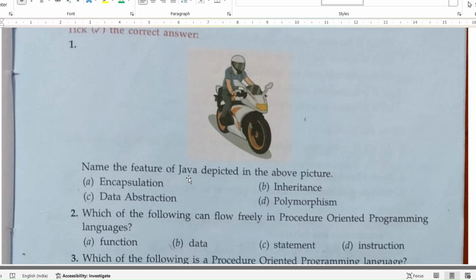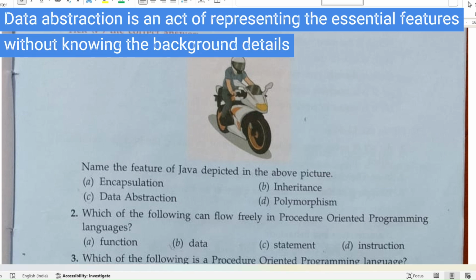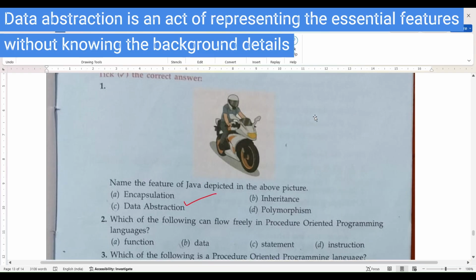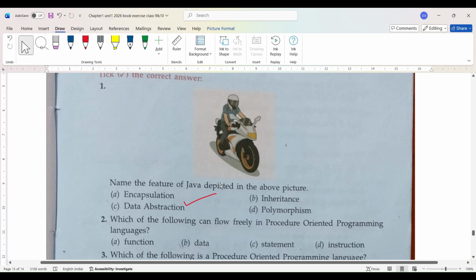What is data abstraction? Data abstraction means representing only the essential features without showing the background details. For example, riding a bike is the essential feature. Only the important part, that is how to ride a bike, is shown to the user. It is not necessary to know where the bike was made or how the engine works. So the correct answer is data abstraction.